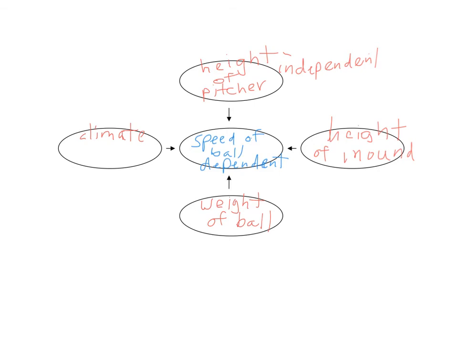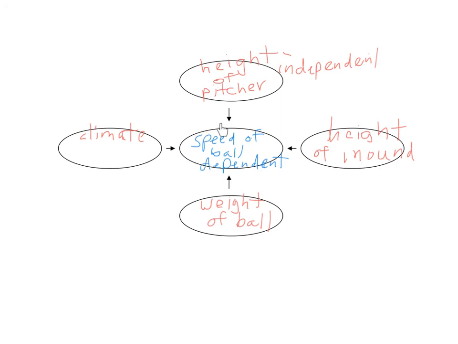So again, we have the speed of the ball, and we're trying to figure out its relationship to the height of a pitcher. If we hold the height of the mound the same, keep the weight of the ball the same, and make sure that everyone's pitching indoors, then we could do enough experiments that we could determine whether or not there's a relationship between the speed of a ball being thrown and the height of the pitcher.